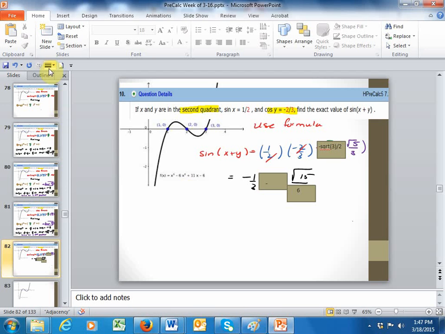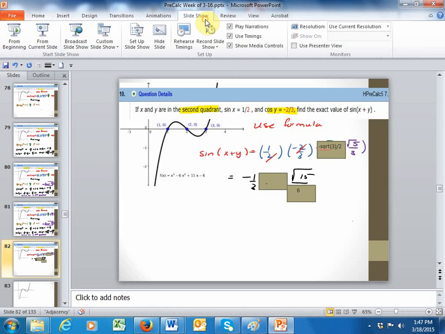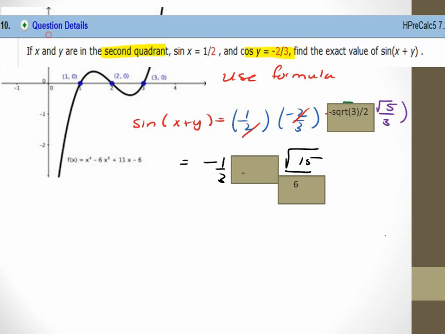Where did the negative come from? No, because square root of 5 times square root of 3 is square root of 15. So that's square root of 15. Oh, sorry. Did the negative come from the 2? Yeah, this negative doesn't come from the 2. It was always there. So that's the answer? This is the answer.